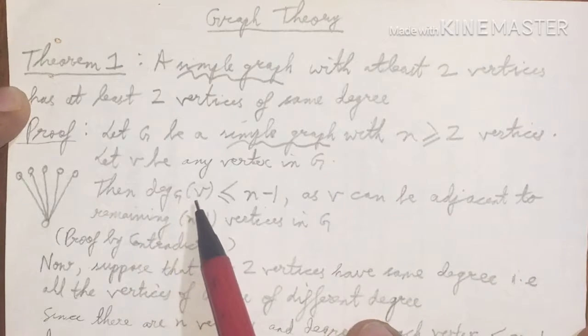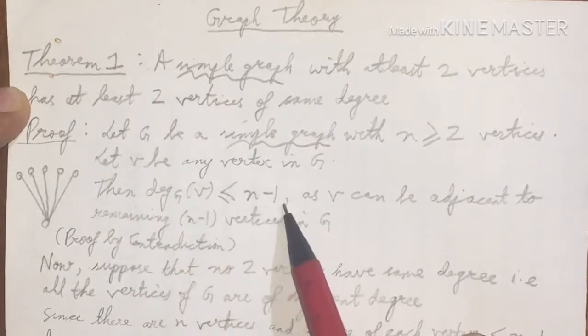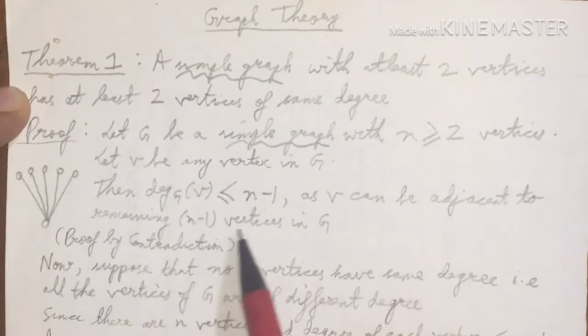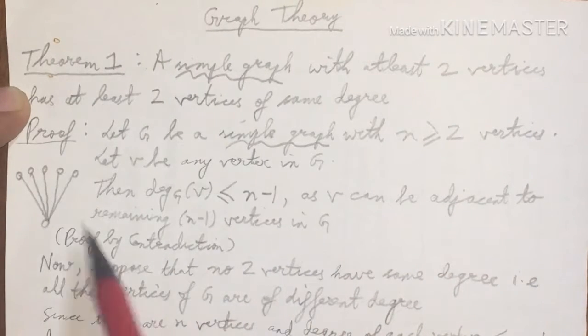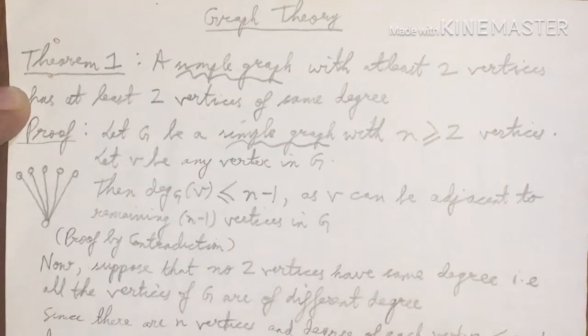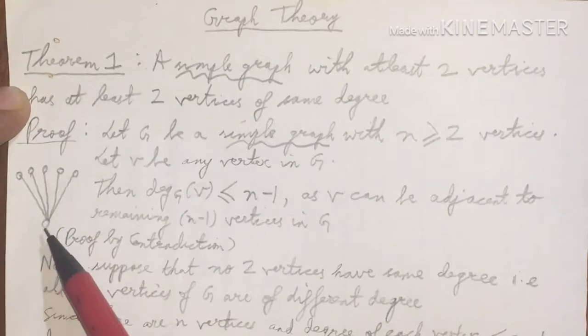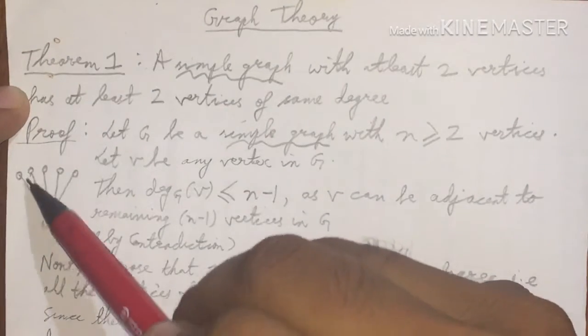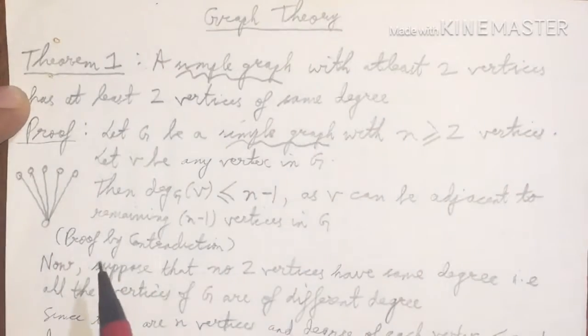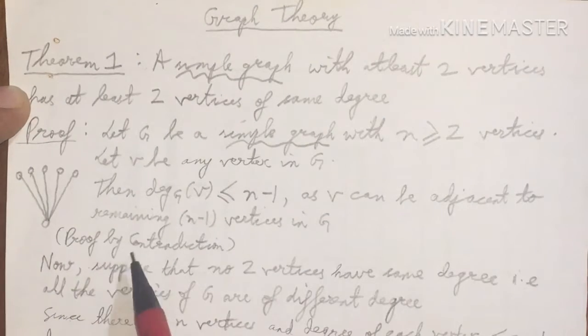The degree of V is less than or equal to n minus 1, as V can be adjacent to the remaining n minus 1 vertices in G. As you can see in this figure, if there are n vertices, the maximum degree of a vertex can be n minus 1, as it is adjacent to one less, as you can't count itself. So the proof goes by contradiction.